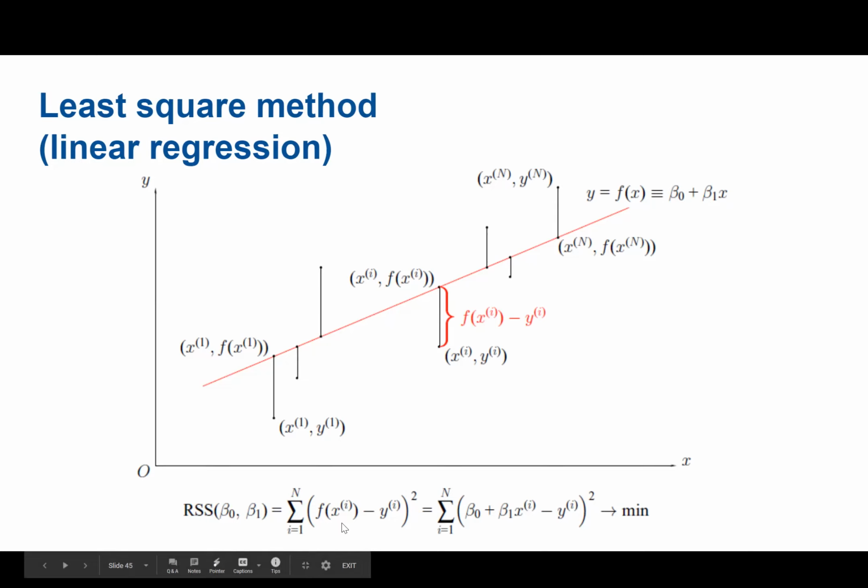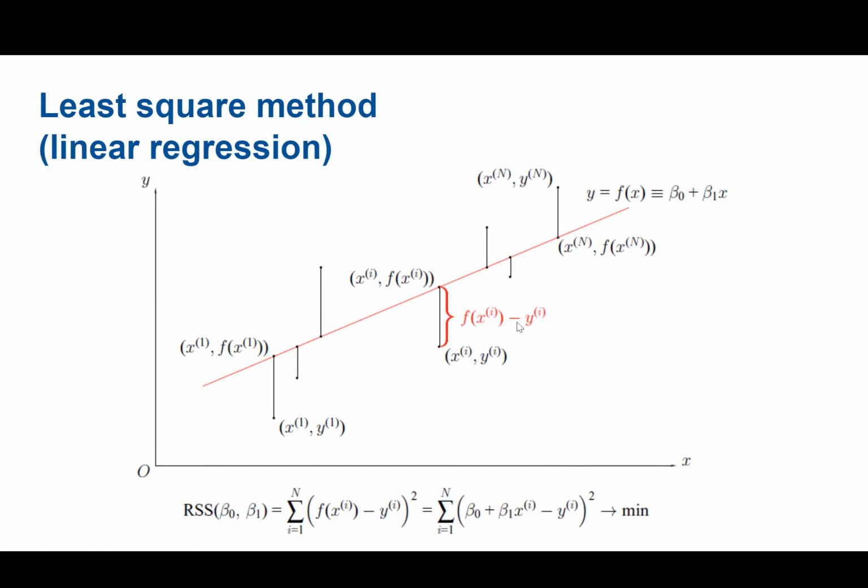The residual sum of squares is equal to the sum over all objects, all points, from 1 to n, of f(xi) minus yi, squared. f(xi) is this one, yeah? b0 plus b1 xi, minus yi, squared.